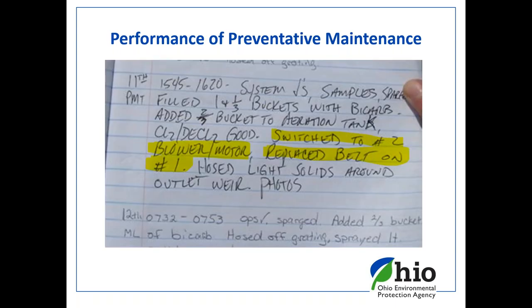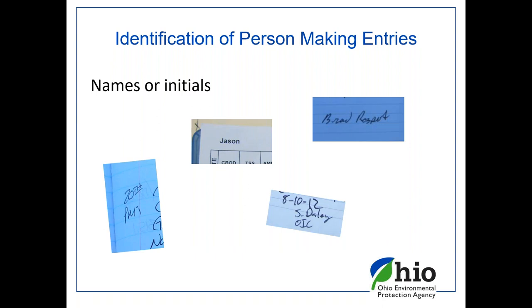Here's another example of keeping track of preventive maintenance. If you switched blowers or switched sand beds, replaced belts, those are all preventive maintenance. Here's some examples of the names of initials. And like I said before, it's good to have a key to the initials in the front of the book.